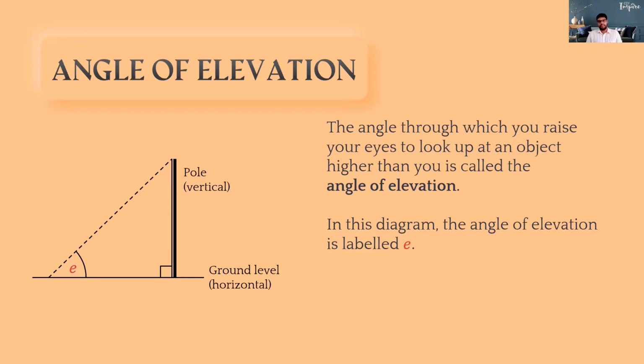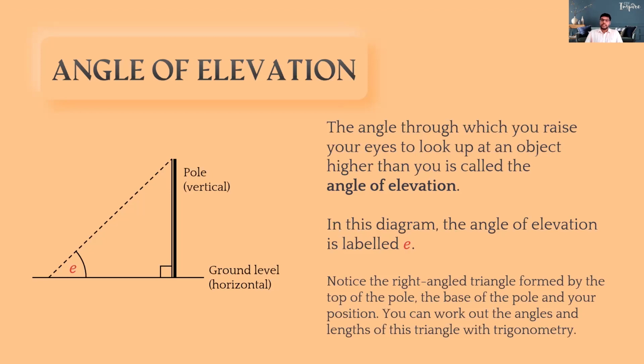It's this E, right? So children, also notice the right angle triangle formed by the top of the pole, right? So the top of the pole is here, the base of the pole, and your position, this one. So you can see this is a nice right angle triangle with the right angle here, right? You can work out the angles and lengths of this triangle with trigonometry. Now we learned how to do that. You recognize the triangle, you can use your sine, cos, tan knowledge now to find these unknown lengths, right?